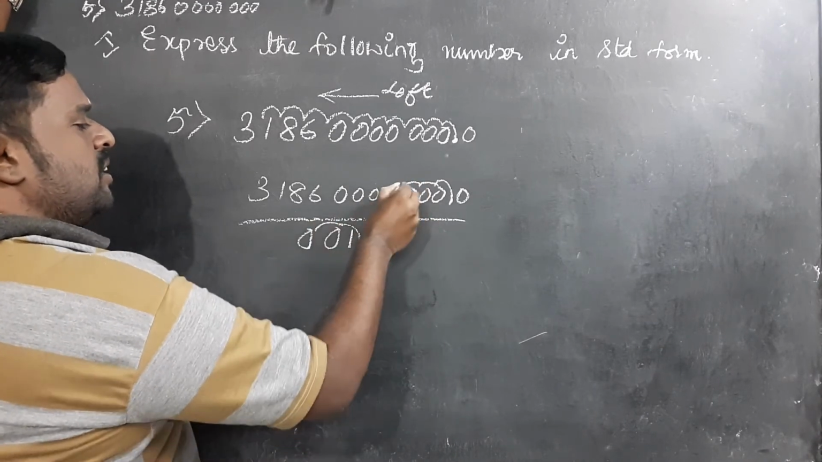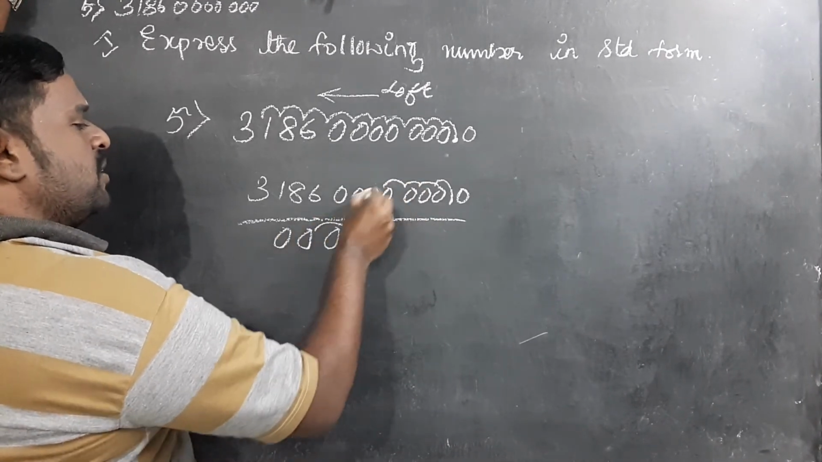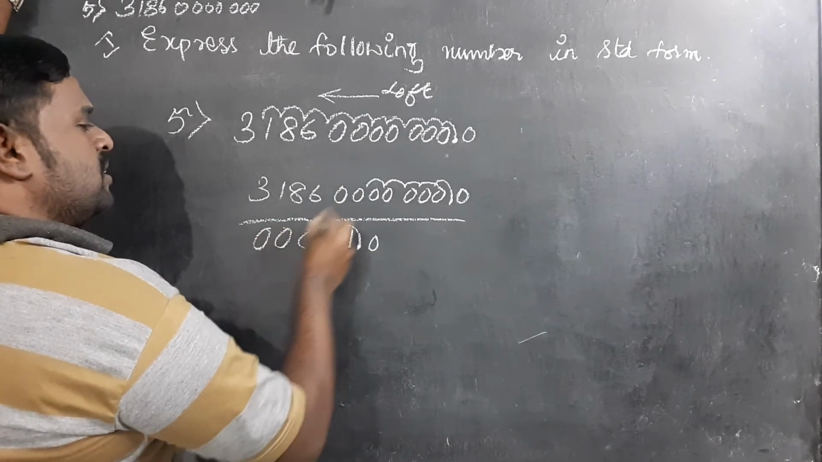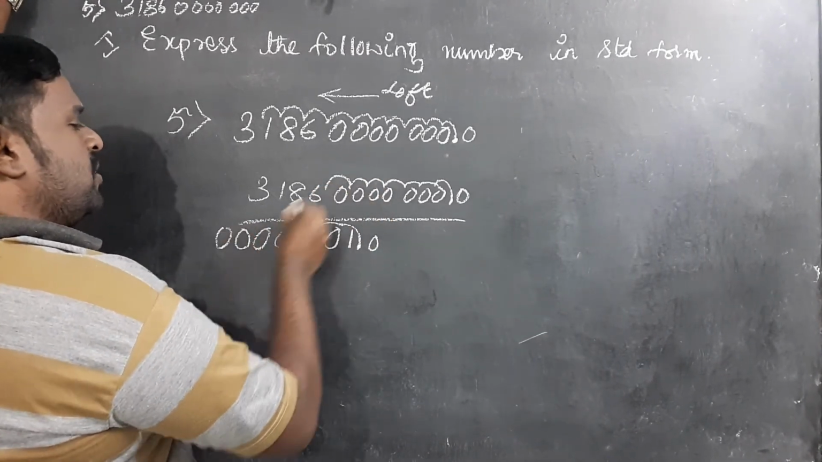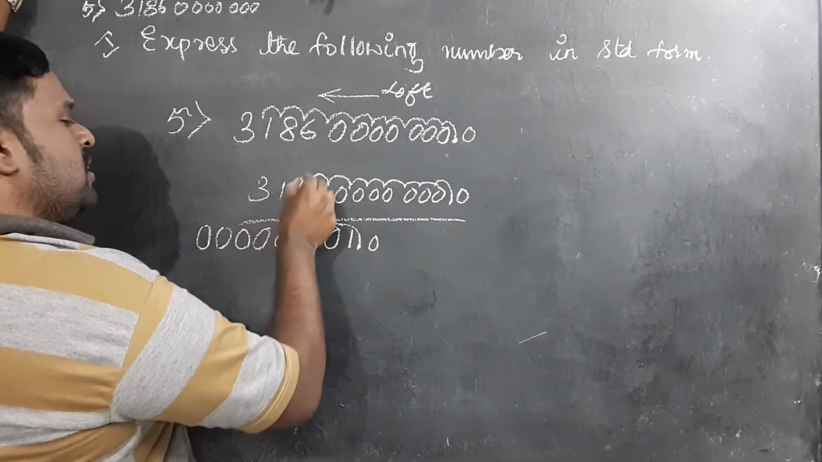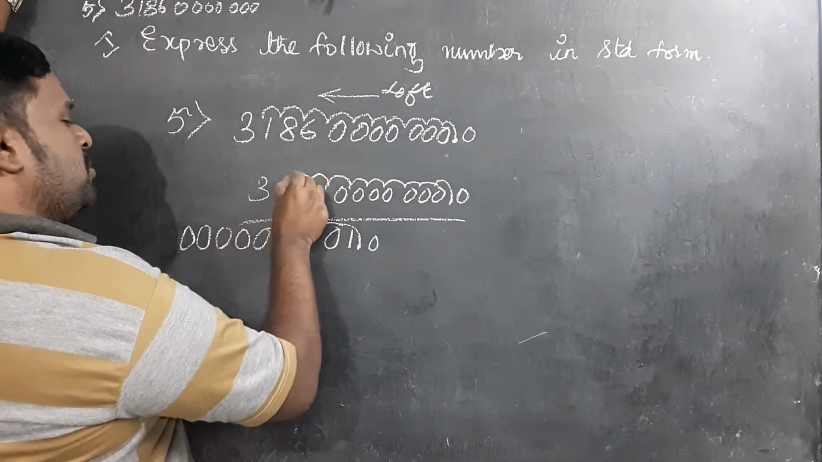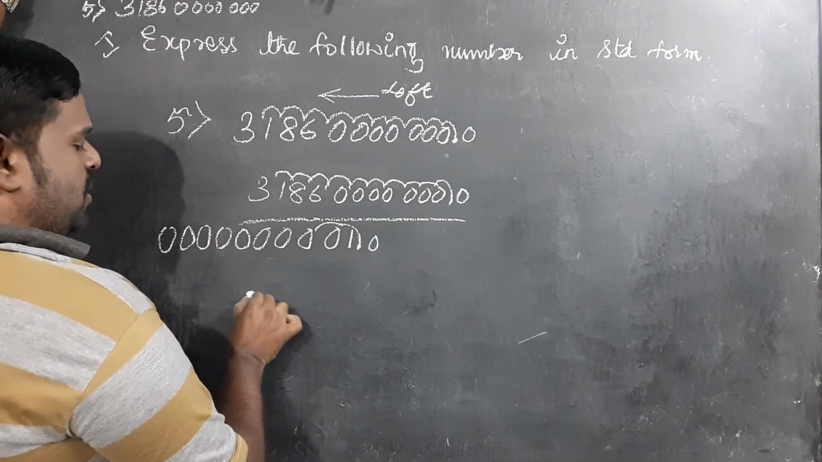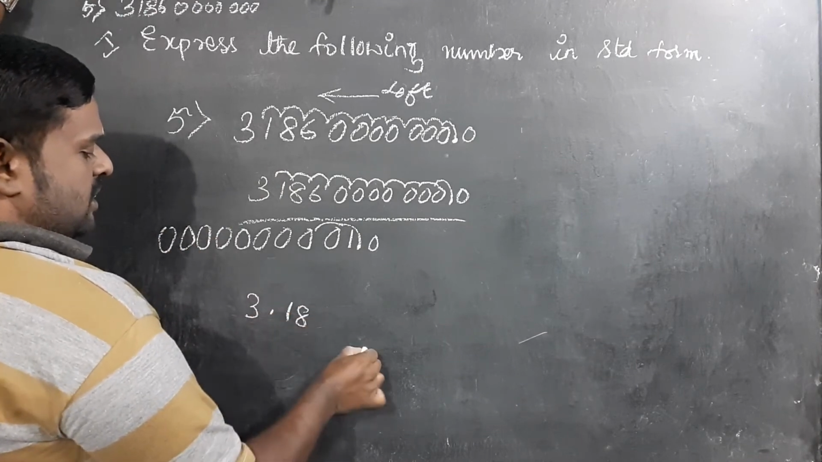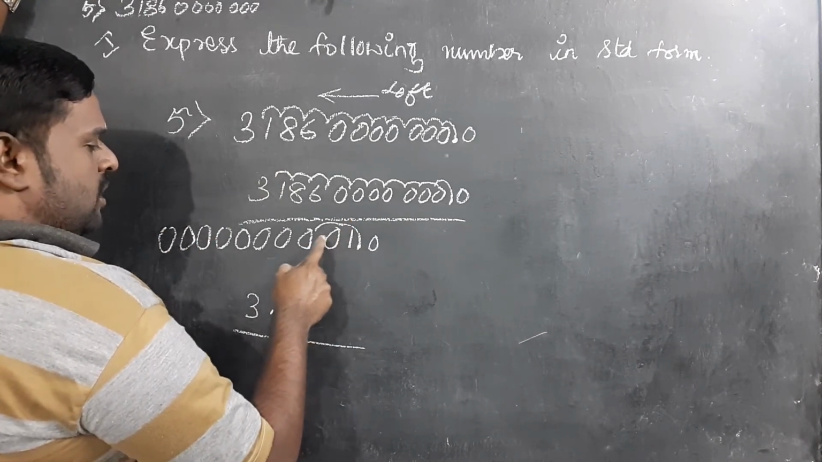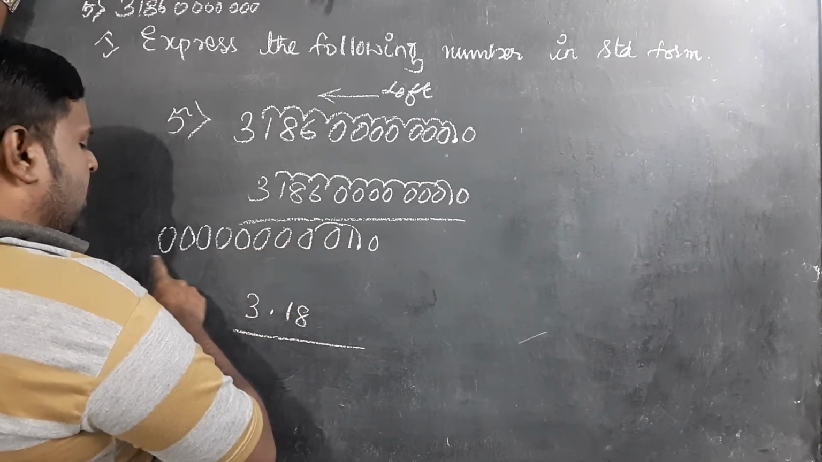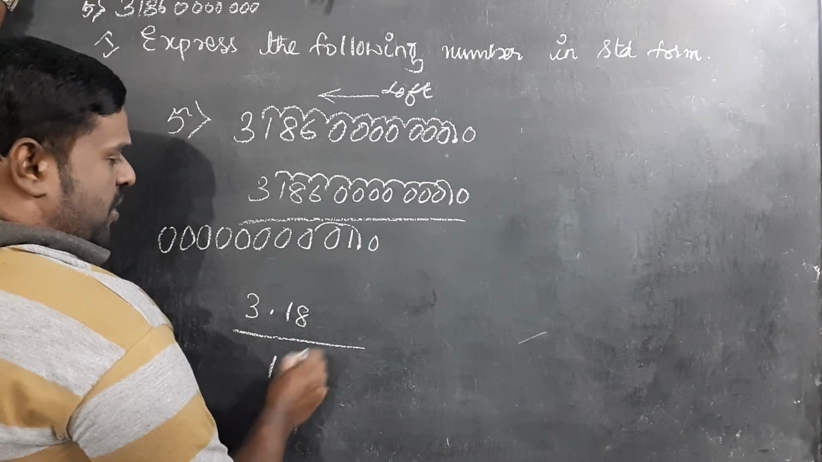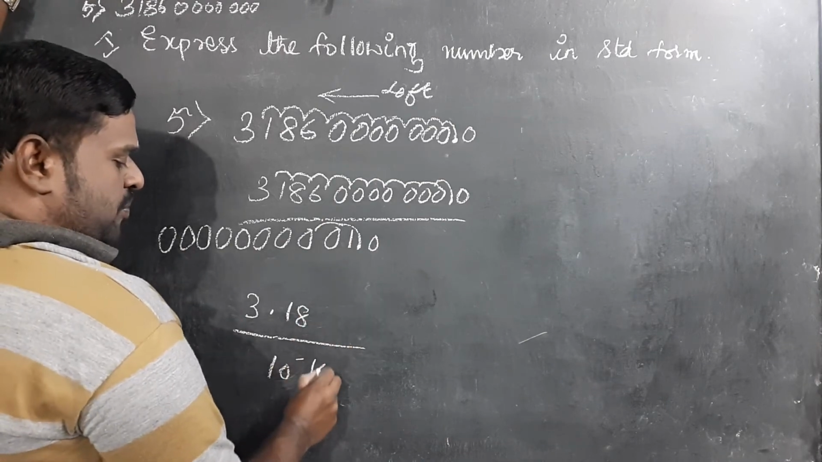I can take 0, shifting a decimal, continuing the same way for each place. So 3.18 divided by. Now look at it. 1, 2, 3, 4, 5, 6, 7, 8, 9, 10. So this is 10 to the power of, since it is left, minus 10.